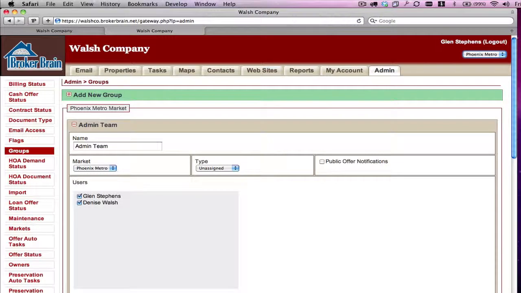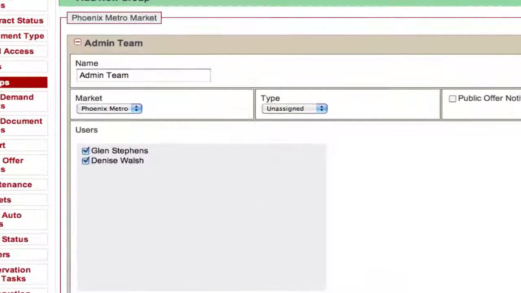Users are given access to markets by placing them in groups that are assigned to the market you want them to have access to. For example, we're looking at the admin team, which is assigned to the Phoenix Metro market. Therefore, Glenn and Denise have access to that particular market. So each individual user's market selector in the upper right hand corner of the system will be controlled by the groups that they are a member of and which market those groups are assigned to. So this is how you create user access to different markets.